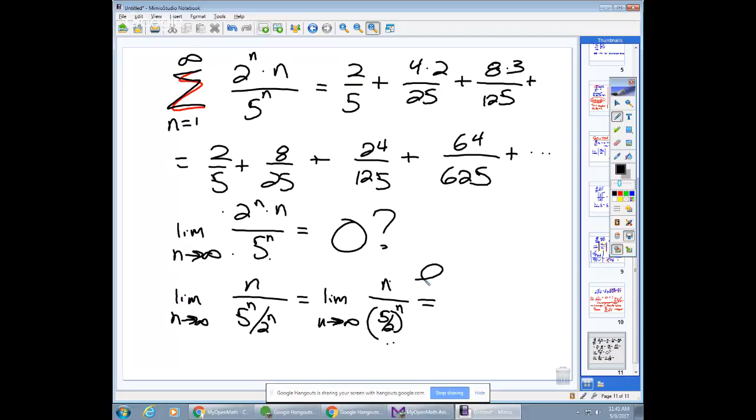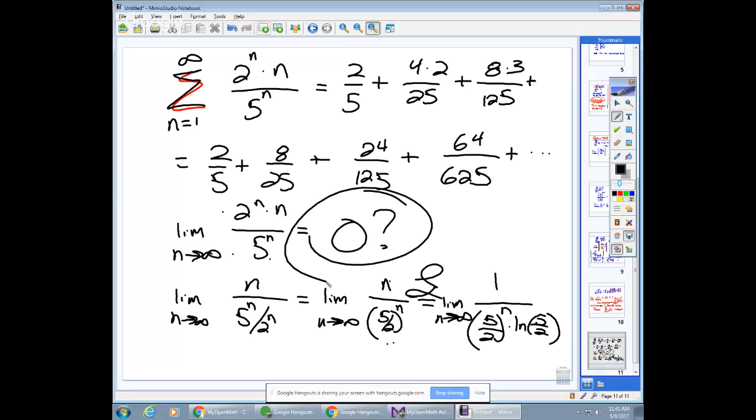So if I did apply L'Hopital's rule here, the derivative of the numerator is 1. The derivative of the denominator, I still got a limit here, is the base, 5 halves to the n, times the natural log of 5 halves. We looked at a similar kind of thing yesterday. So here I have a fixed numerator, denominator is growing out like crazy. So this definitely does go to 0. So I can show that. So it was a lot of work just to say it's a candidate for convergence, but I just don't know yet.